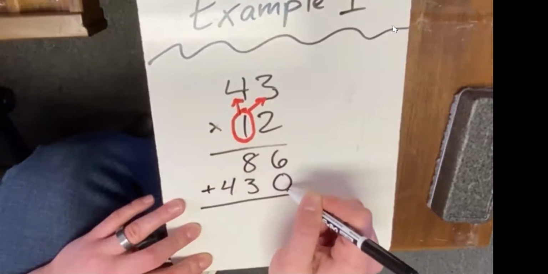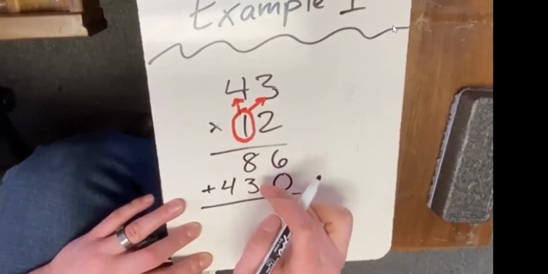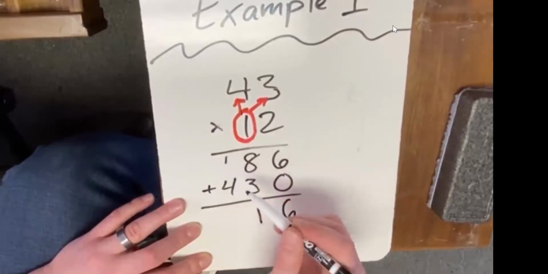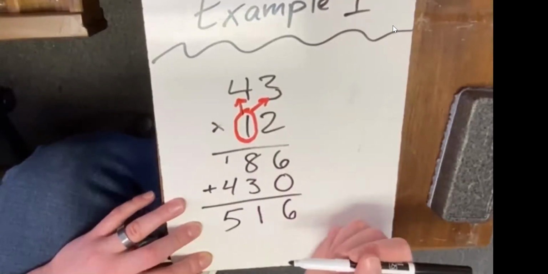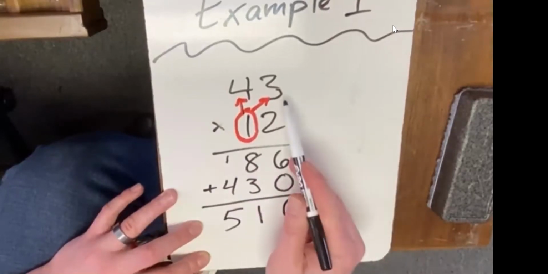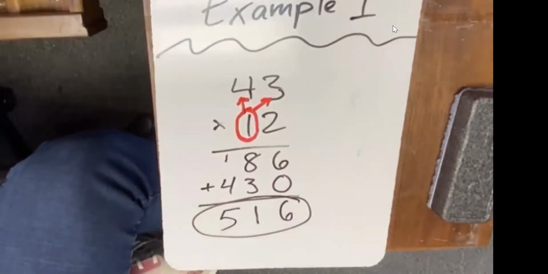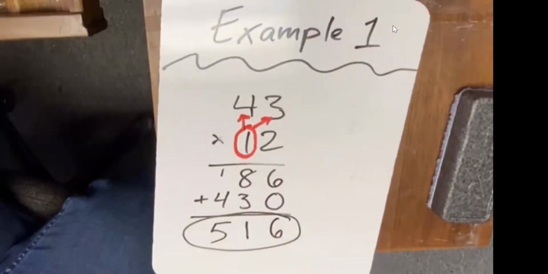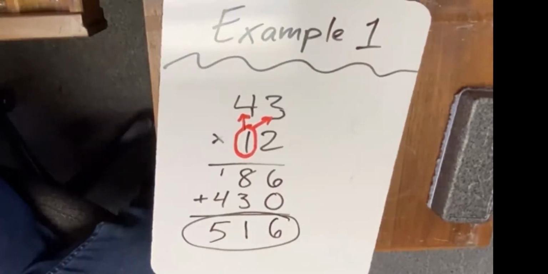Start with my first column here. 6 plus 0 is 6. 8 plus 3 is 11. Carry my 1. Now 1 plus 4 is 5. So my product of 43 times 12 is 516. So that is example 1 on your first example. So let's try example 2.